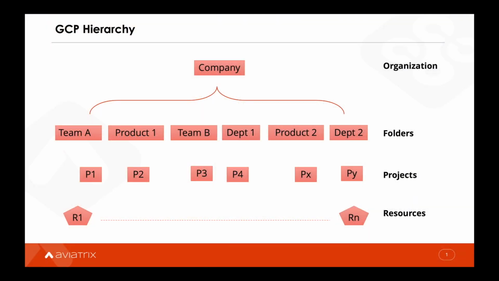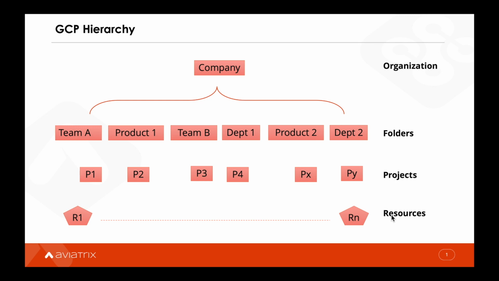So if you look at the hierarchy, notice in the bottom, I'm showing you resources here. This is where your virtual machines, your storage and other resources are. Now, all these resources are part of a project. You can think of it as accounts in AWS. So you can create a number of projects, and within the projects, you can create resources, virtual machines, VPCs, your GKE clusters, and whatnot. Now you can also create a folder structure where you can club these projects together.